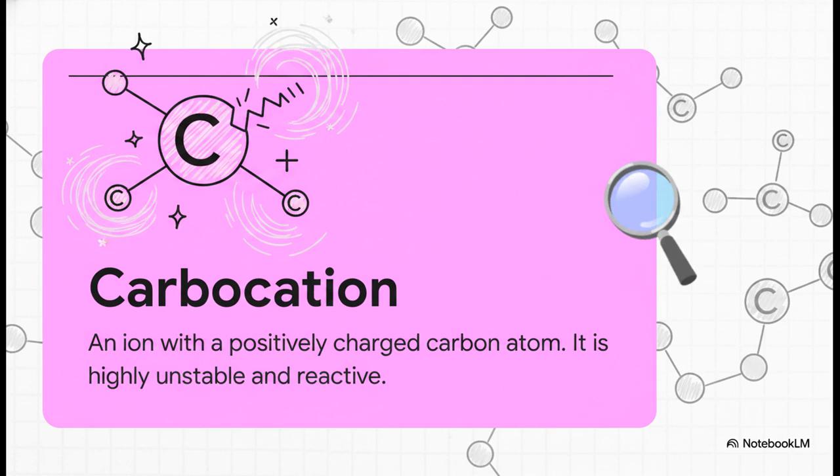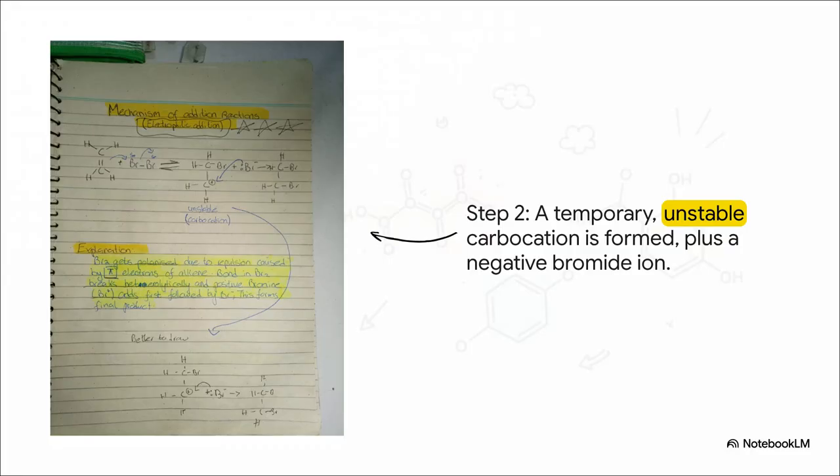Now, this initial attack creates a really important but very short-lived middleman. It's called a carbocation, and it's just what it sounds like, a carbon atom that's now missing a bond, leaving it with a positive charge, and that makes it incredibly unstable and reactive. So, what we have now is this temporary intermediate state. One of the carbons has formed a new bond with a bromine atom, but the other carbon from the double bond is left high and dry. That's our positively charged carbocation.